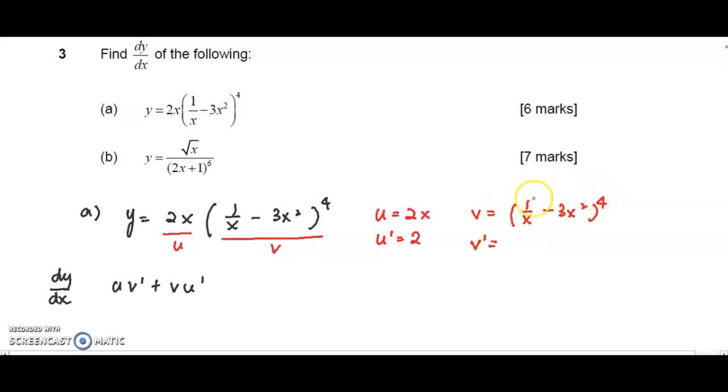And for v prime, you differentiate it as a two-layer function. You differentiate layer by layer. To differentiate the power of 4, you bring 4 to the front and the power minus 1, you get 3. This is the outer layer, you just put the inside into the bracket first. After that, multiply by the derivative of the inner layer. You get negative 1 over x squared minus 6x. Just write it nicely. This will be what you have for your v prime.